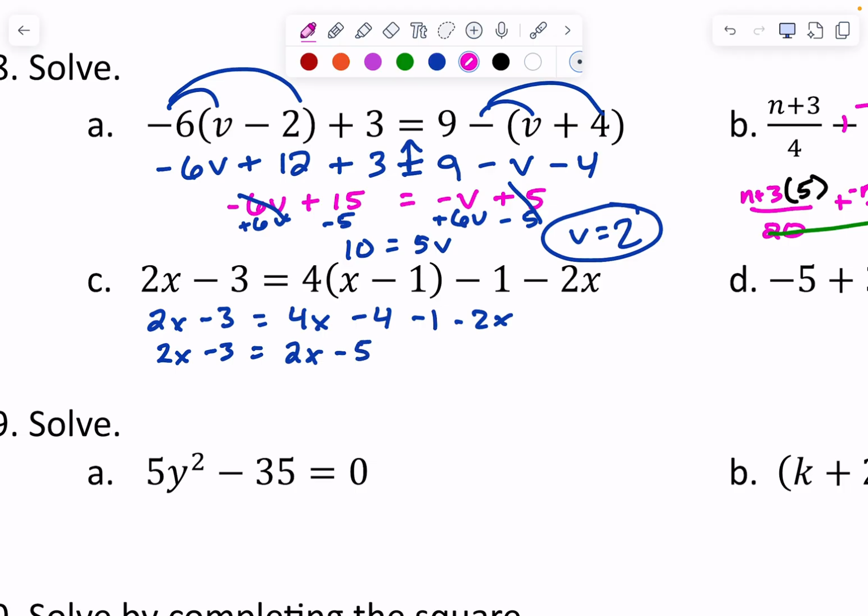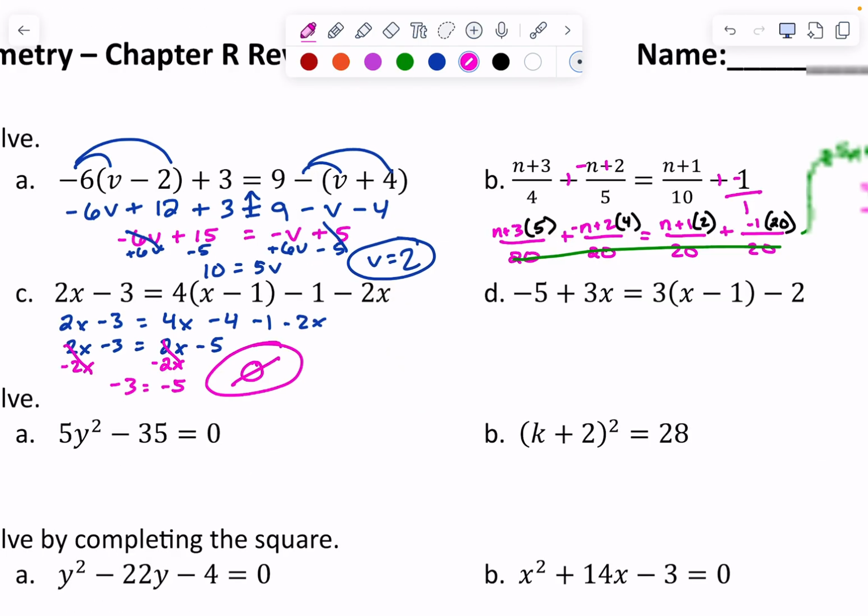Wait, so this is minus 2x, minus 2x. Negative 3 equals negative 5. When? Never. No solutions. There's nothing that I can plug in there and have it be equal on both sides. It will not work.